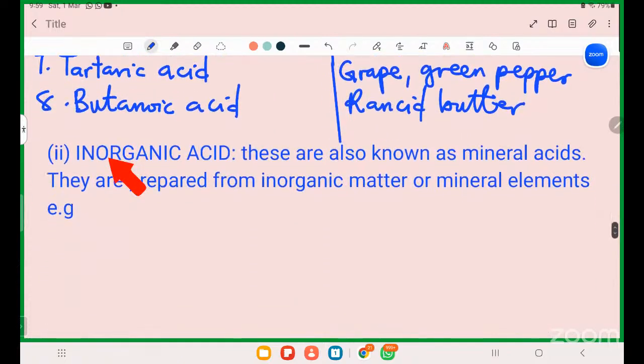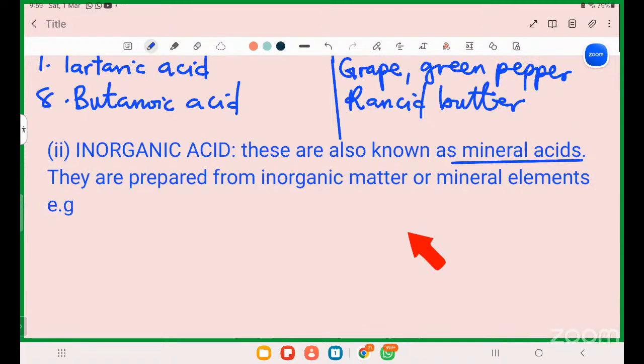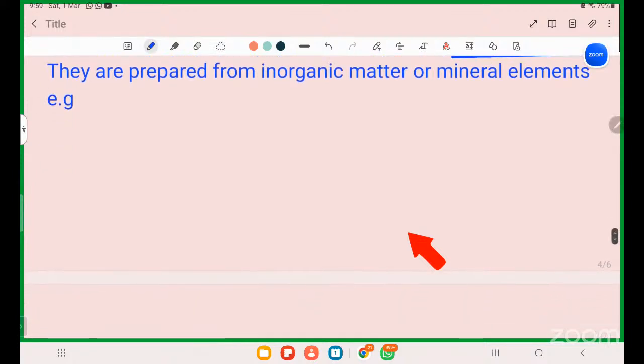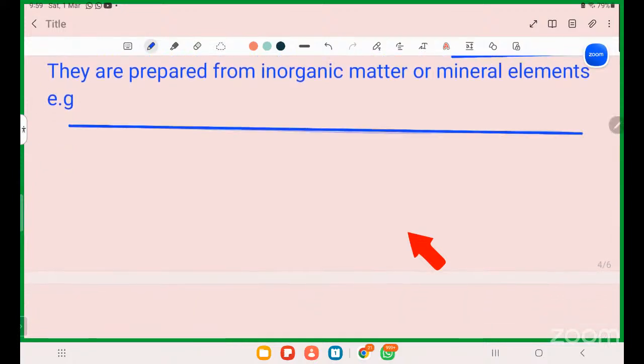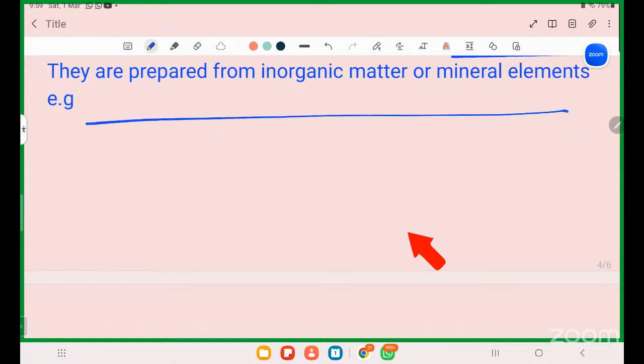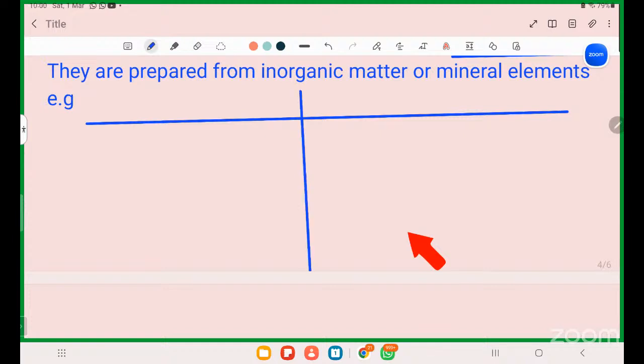Now, next quickly is the inorganic acid. They are also known as mineral acid. Another name for inorganic acid is mineral acid. They are prepared from inorganic matter or mineral elements. So you should be able to tell us examples and the sources of these 2 forms of acid. I mean, examples and sources of inorganic acid.